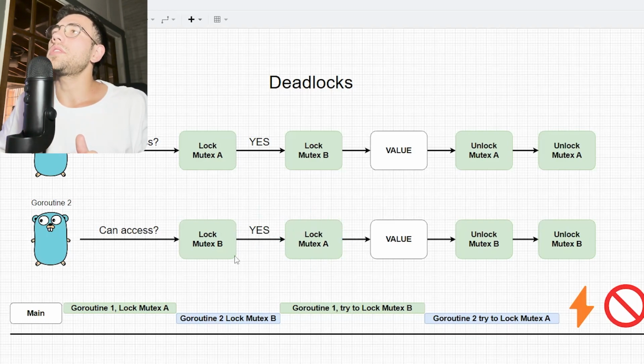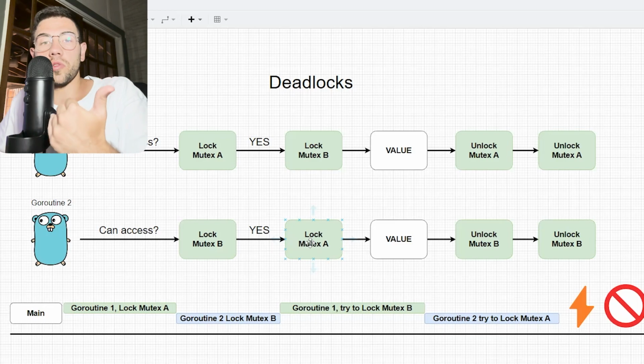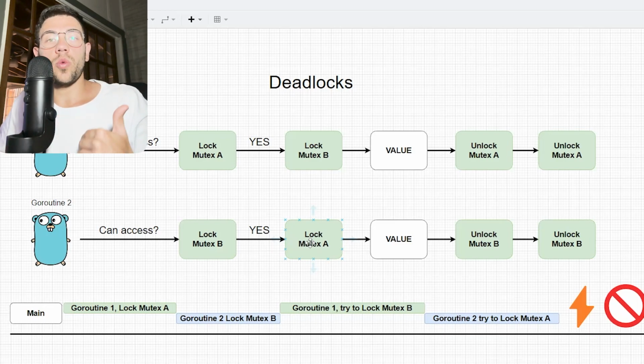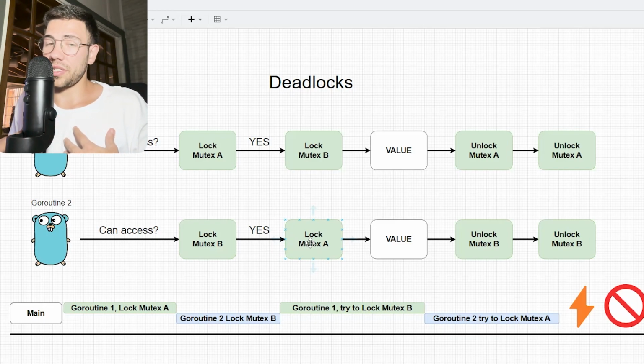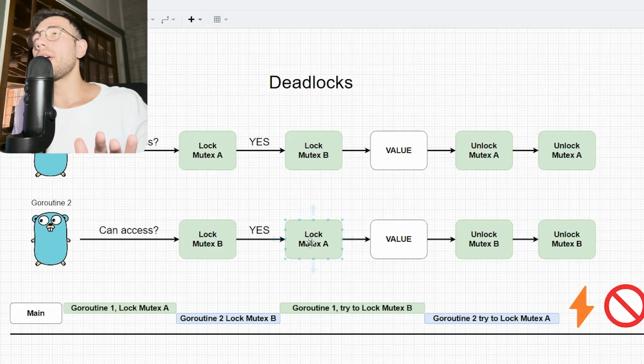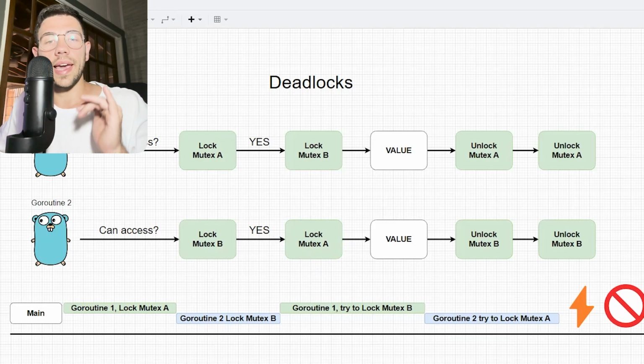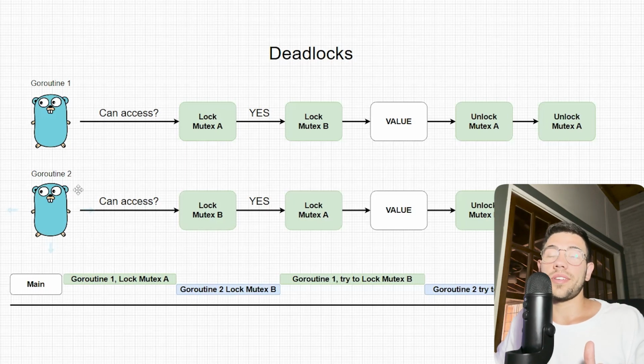And when this routine tries to lock the mutex A, the operating system will tell us, as routine number 2, "Hey, you have to wait here because the mutex A is already blocked by routine number 1. So you have to wait until routine number 1 ends." Okay, but routine number 1 is also waiting. And why is this routine waiting?